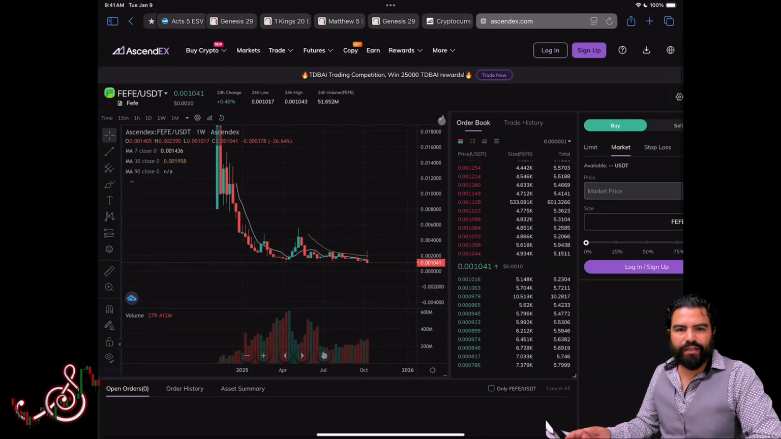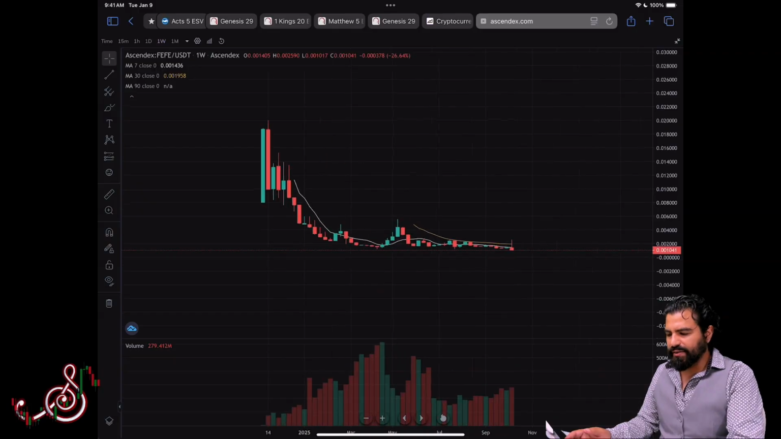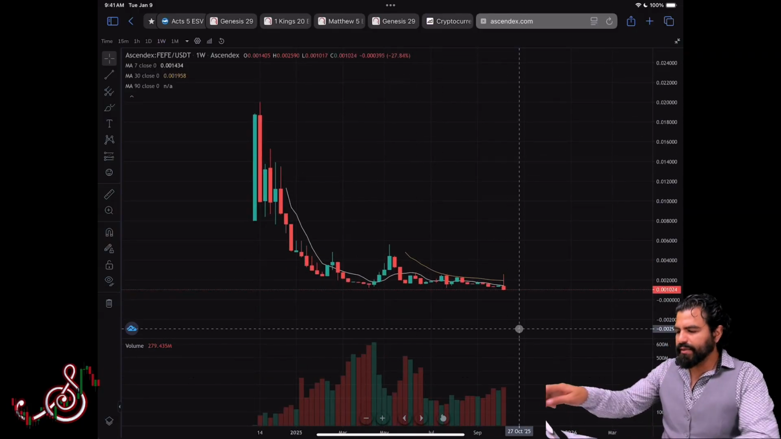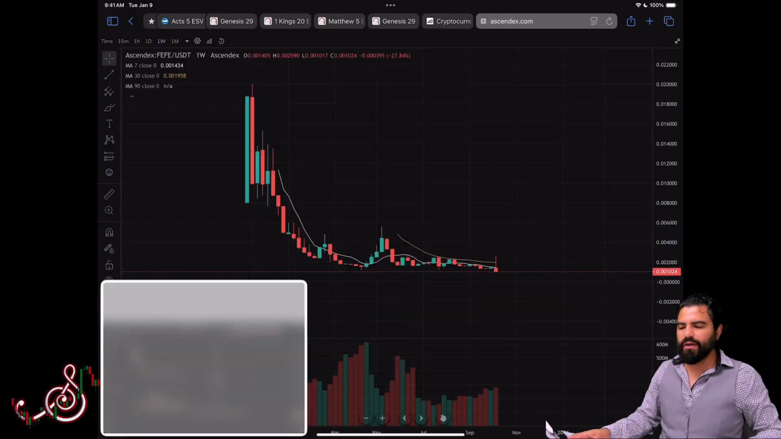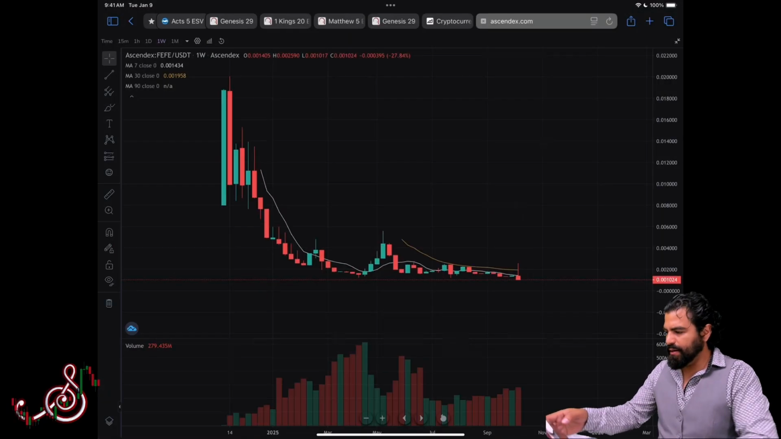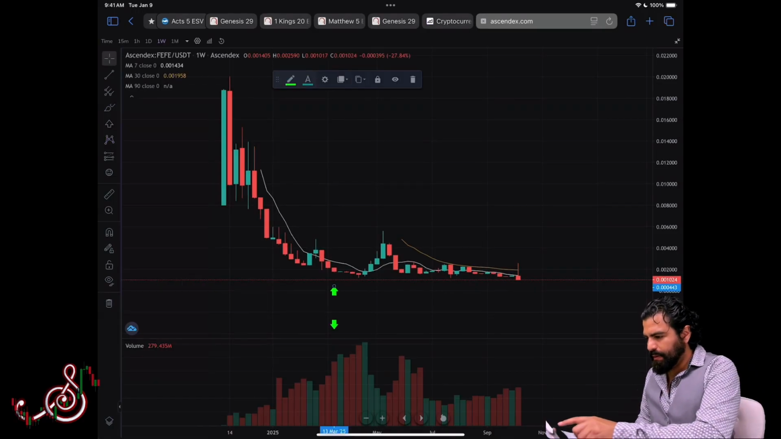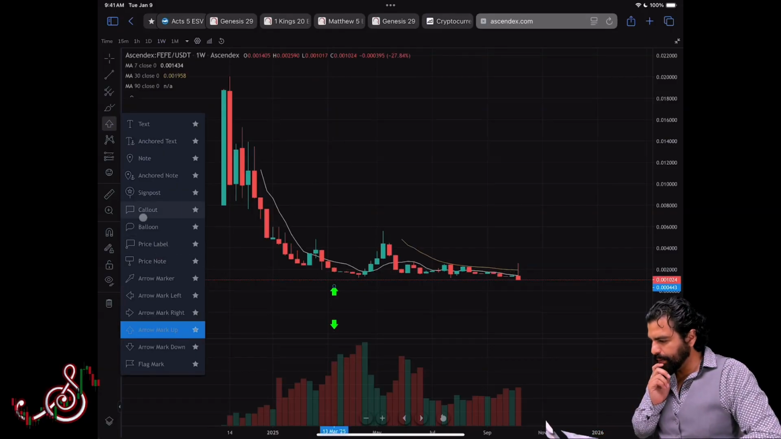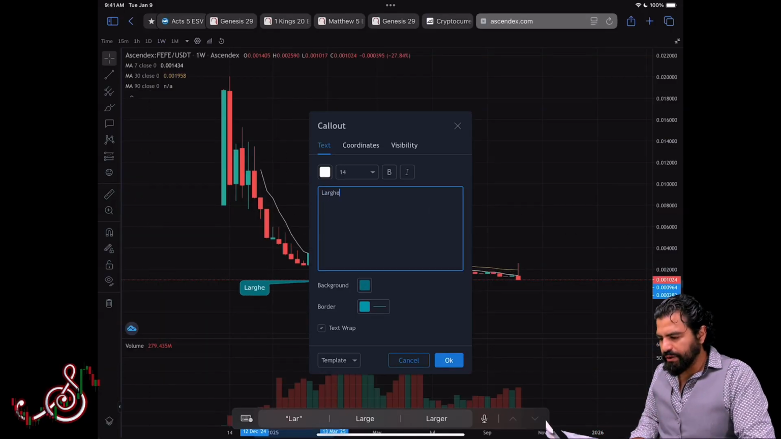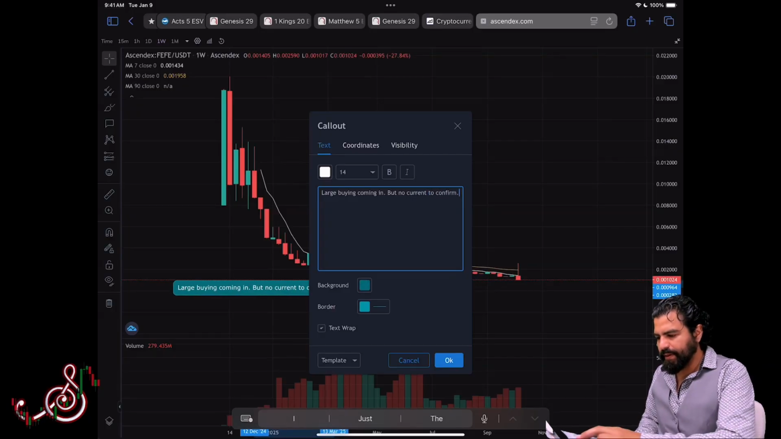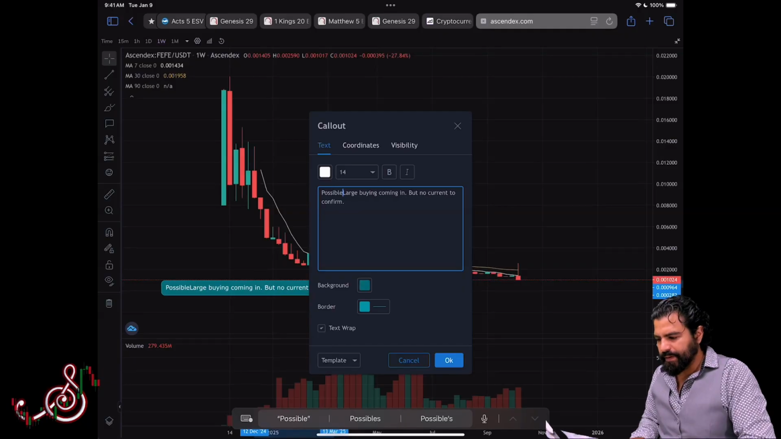Let me see if I can make this chart a lot bigger so you guys can see what I'm looking at. Okay, I'm going to draw on this chart so you guys can make sure. And let's see if I can put some comments on here. Okay, and let's add some callout. Large buying coming in, but no current health, I should say, to confirm. So I better put possible large buying coming in.